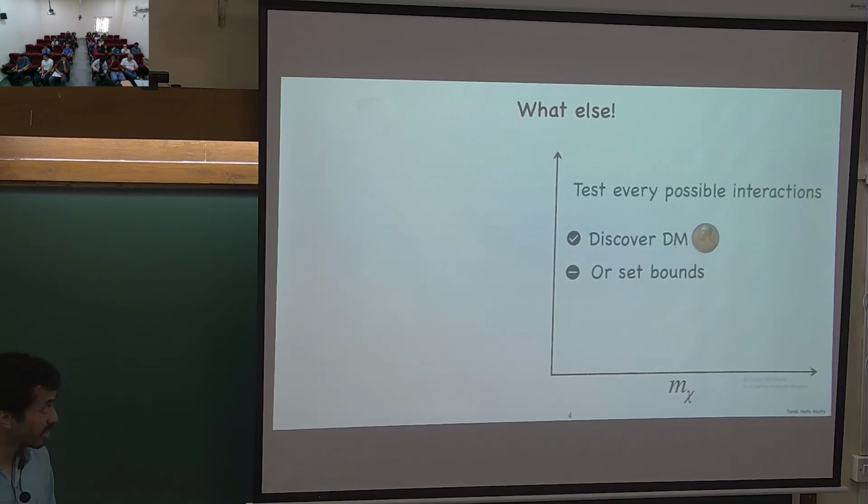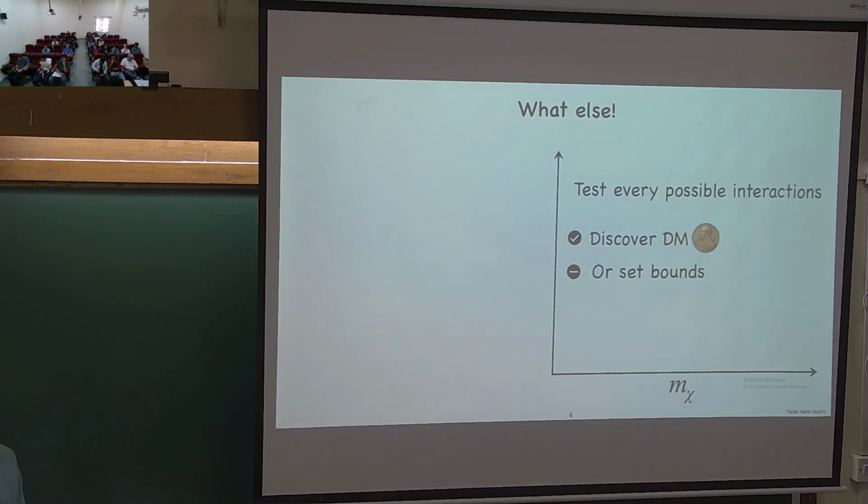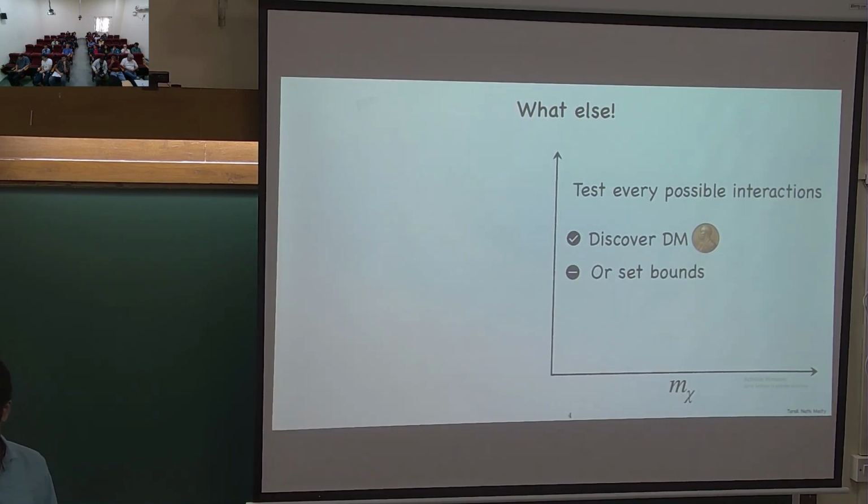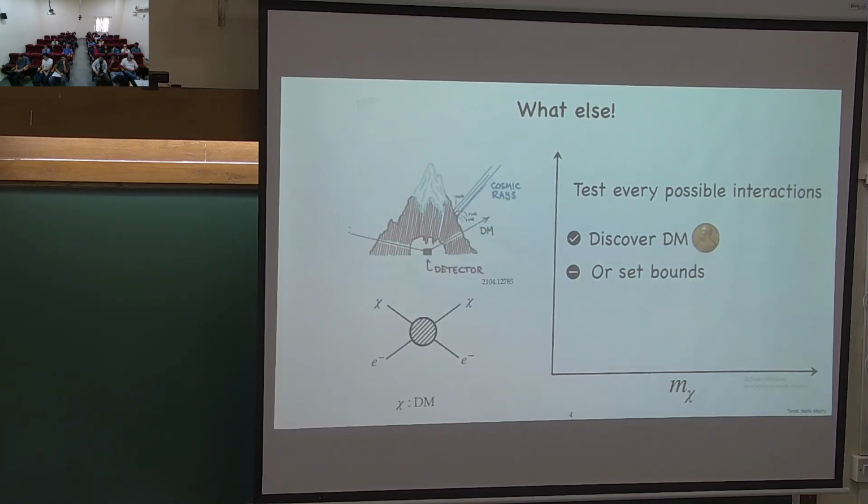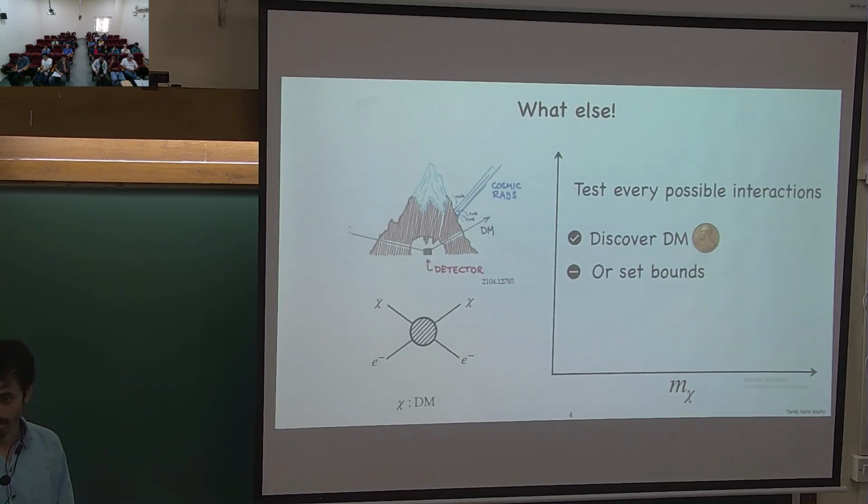Now, to characterize dark matter, what you have to do is test every possible interaction. Since we don't know what it couples to, you probably have to test every possible interaction. And if you are lucky enough, then you discover it and book a ticket for Stockholm. And if you are not, then you set some bounds on the dark matter parameter space. With that aim, what we are going to focus on is dark matter electron scattering.